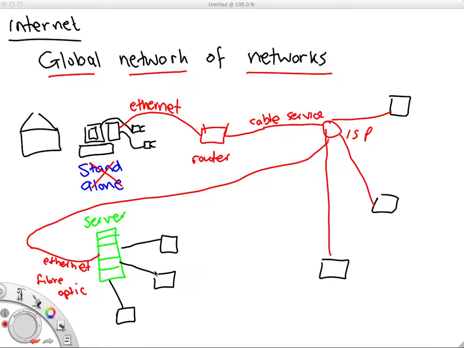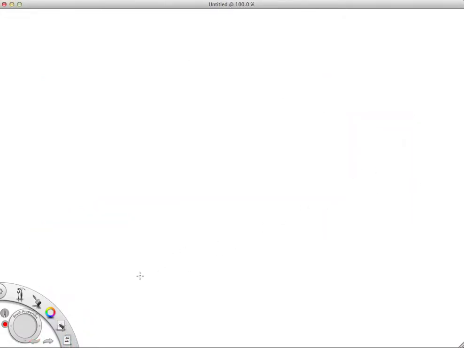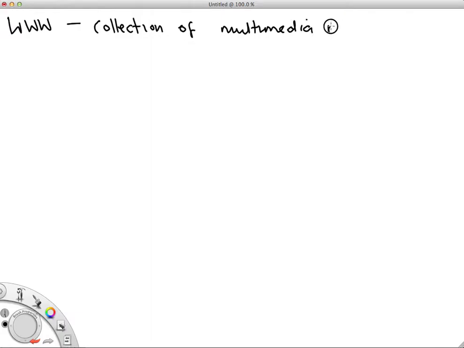So if the internet is just networks of networks connected together, what is the World Wide Web? Well, let's have a look at that. What is the World Wide Web? Or today, as we know it in short, what is the WWW? Well, we could define the World Wide Web as a collection of multimedia pages or resources hosted on the internet.